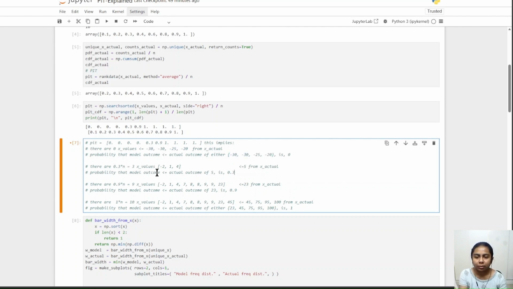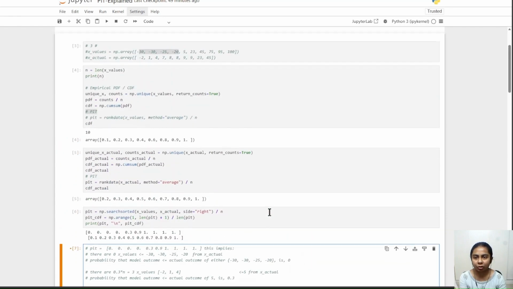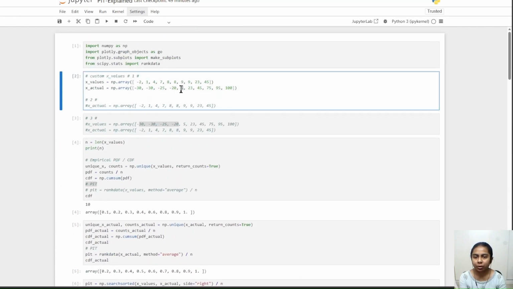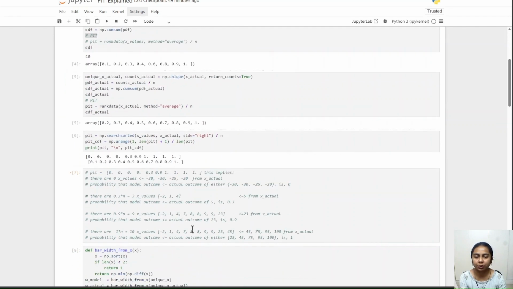Similarly, there is a 0.3 probability that a model outcome is less than 5. So 5 is the actual outcome, if you see here, and there are 3 values that are less than 5. So the probability that the model outcome is less than 5 is 0.3.